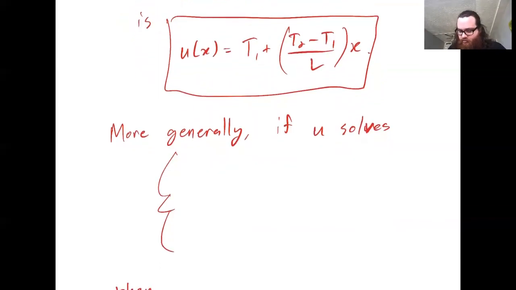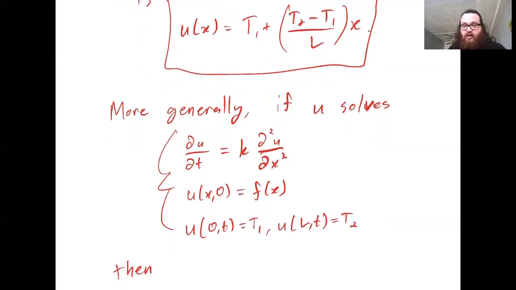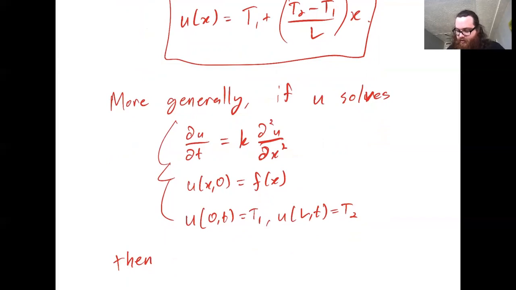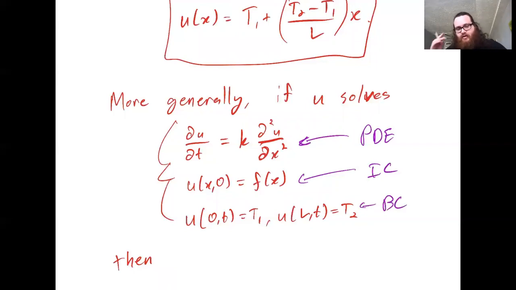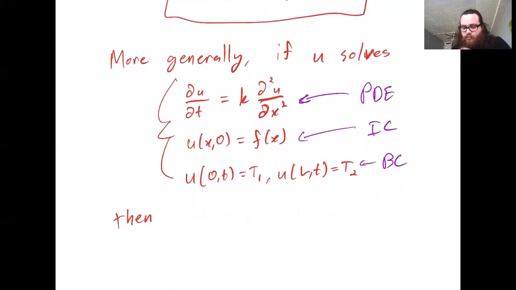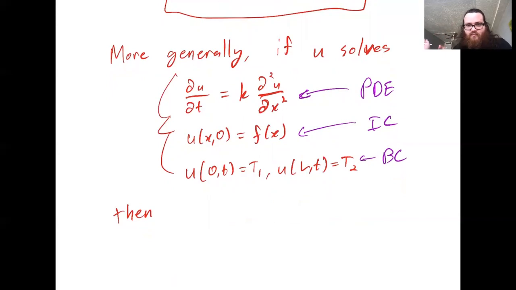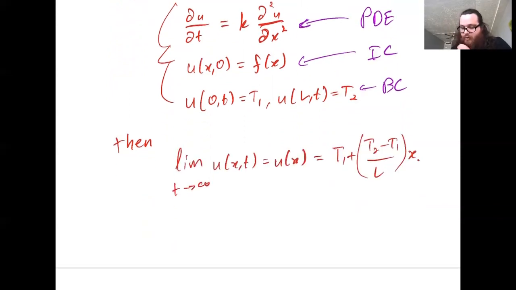But what we can show more generally is that if U solves this heat equation where U does depend on time, and this is our PDE telling us how U changes, this is our initial condition telling us what the initial temperature distribution in the rod is, and these are our boundary conditions telling us what the temperature is at the two endpoints. Then if you wait long enough, the temperature distribution is going to converge to an equilibrium solution, and the equilibrium solution is exactly going to take this form.